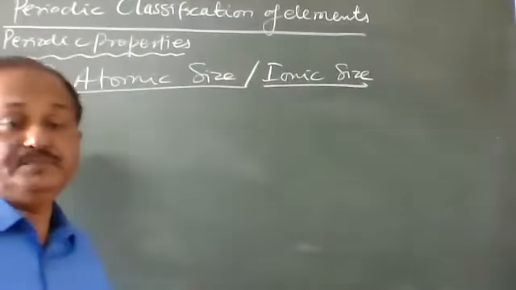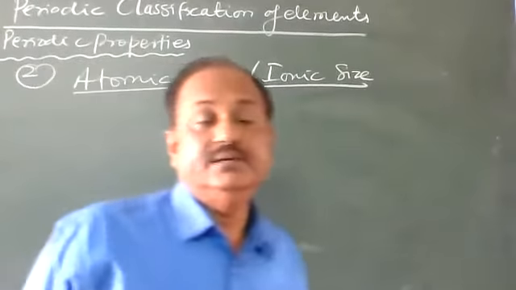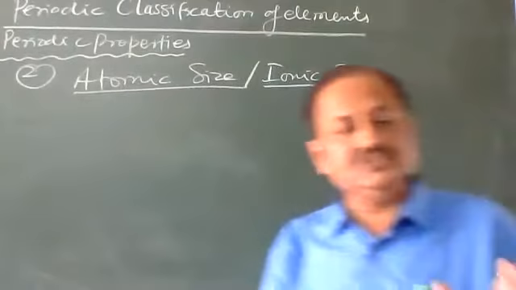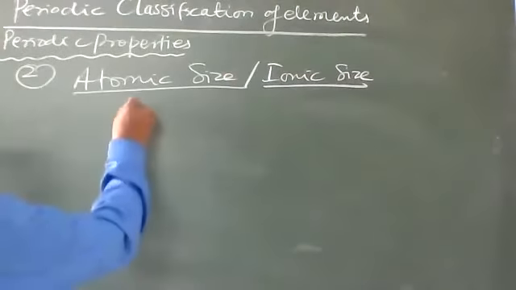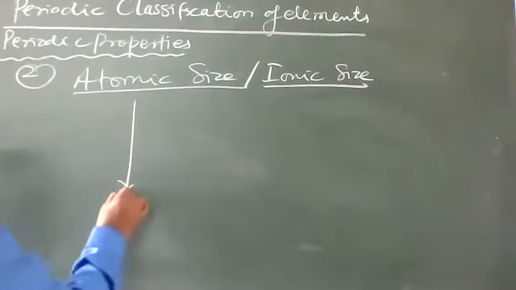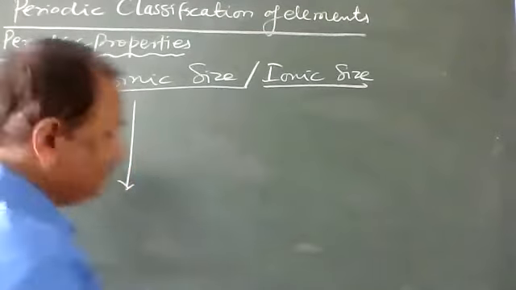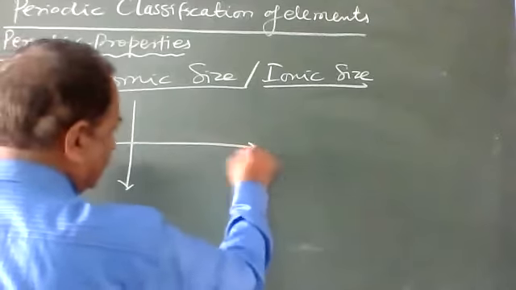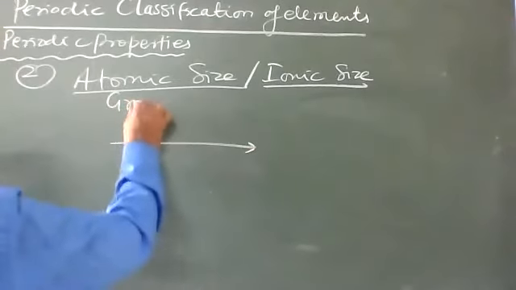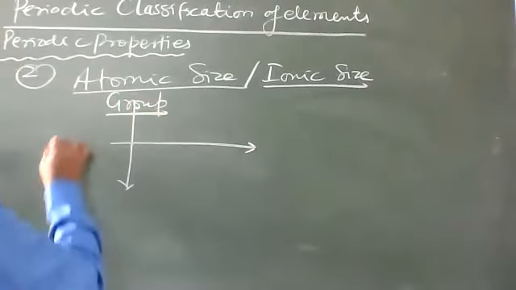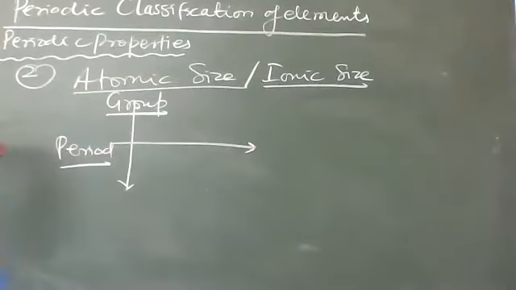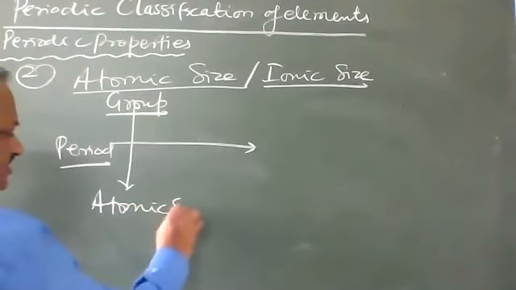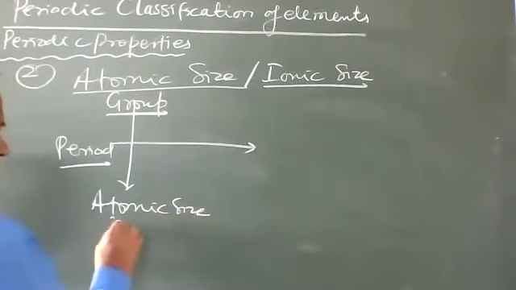Now this is a very important part, atomic size and ionic size. It is very simple. I am going to draw a scale here, with group and period. So in a group, from top to bottom, atomic size increases.